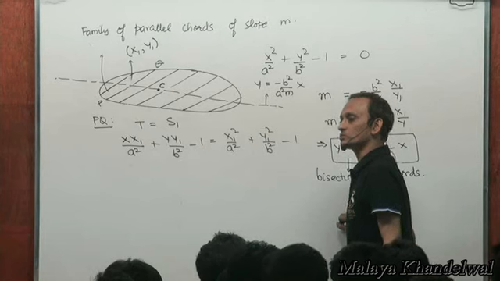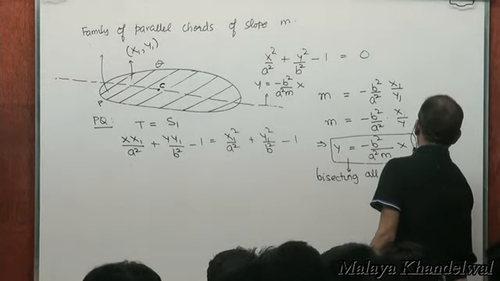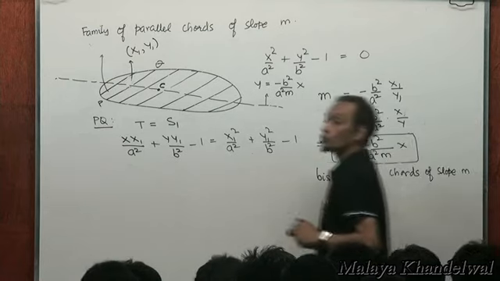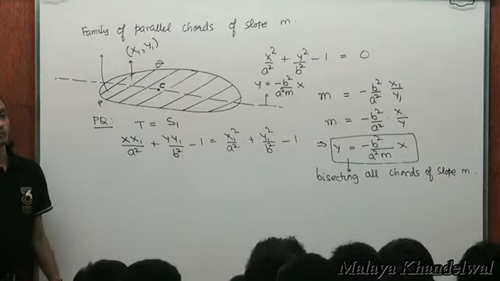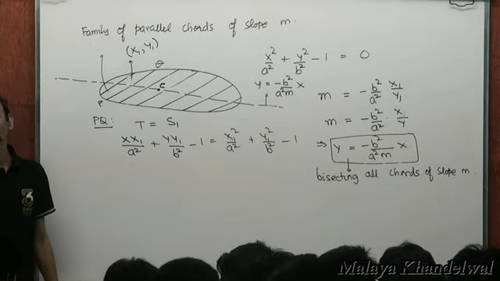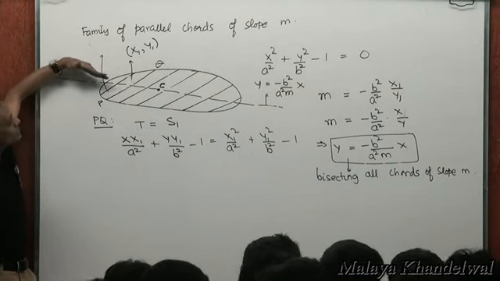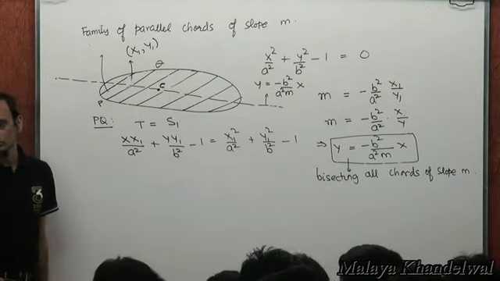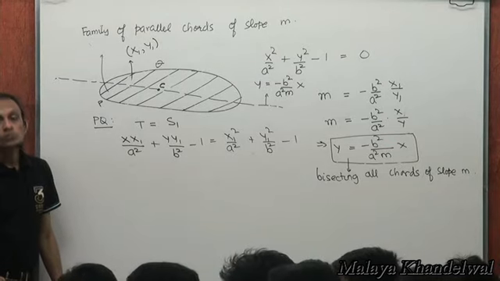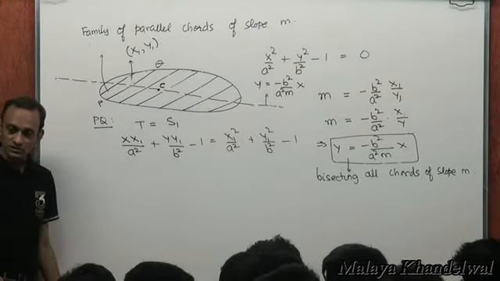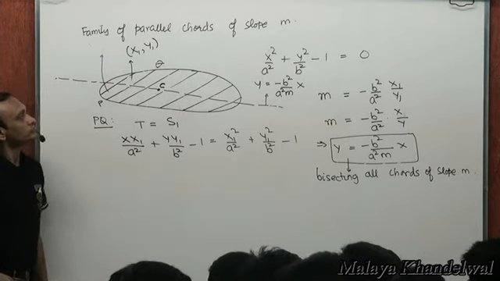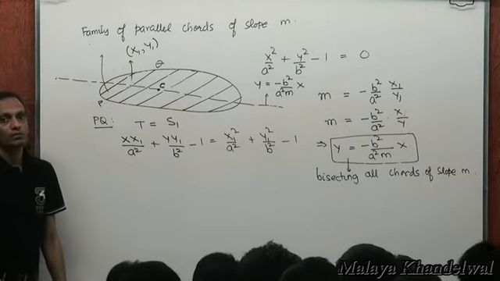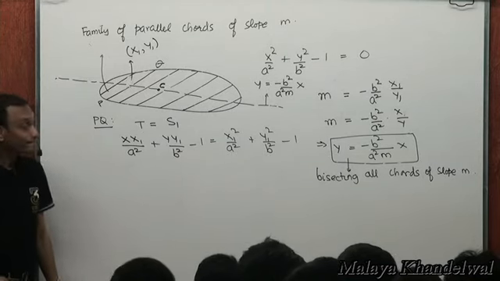Yes. It'll be symmetric. Bisecting all chords of slope m. What? No, this would not be the mirror image of this. No, it'll not be the mirror image. Area will be the same, but it'll not be the mirror image. You're right. Absolutely. Or the minor axis, then it will be exactly the mirror image. Right? Yes or no?